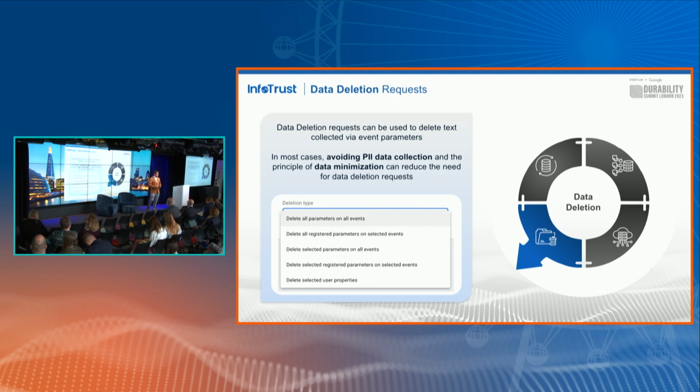Data deletion, like I said, it's possible. However, if you're already applying the principle of data minimization, and if you're avoiding the collection of personally identifiable information, then you wouldn't have to raise a lot of data deletion requests. However, if you eventually have to do it, there are a few options where you can select a set of parameters, you can select a set of maybe user properties, and there are different combinations of those settings where you can request a data deletion, and it can get deleted from the GA4 property.